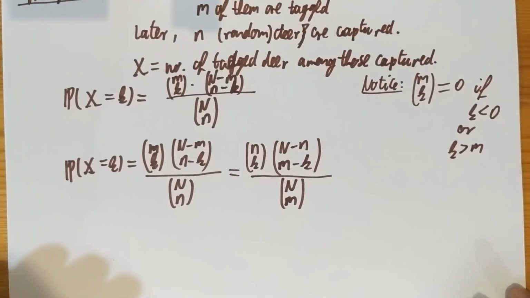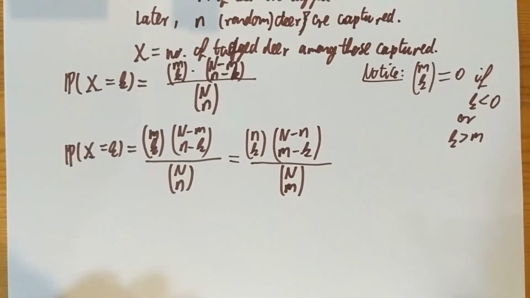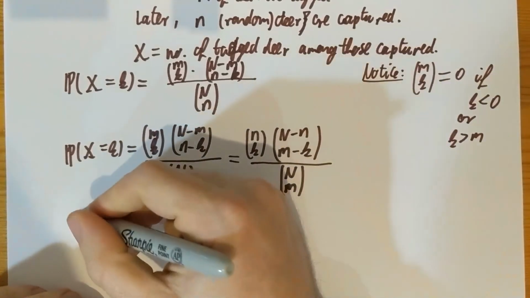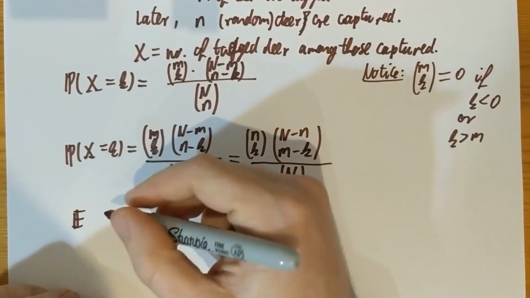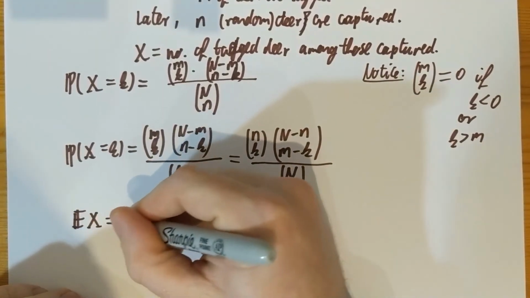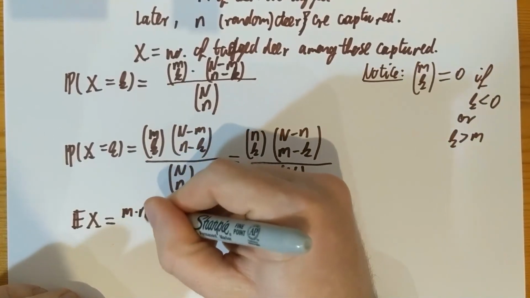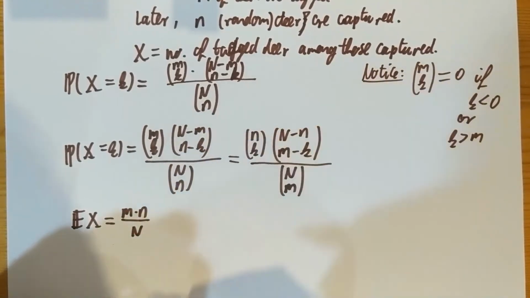To find the expectation of the hypergeometric, one can look at indicators. I'm not going to do that here. The expectation of the hypergeometric will turn out to be m times n over N. You can find this using the indicator of a particular deer being both tagged and captured. You can also find the variance this way, but it's a long, ugly formula, so I'm not going to bother writing it out. If you're interested in that, just look it up.